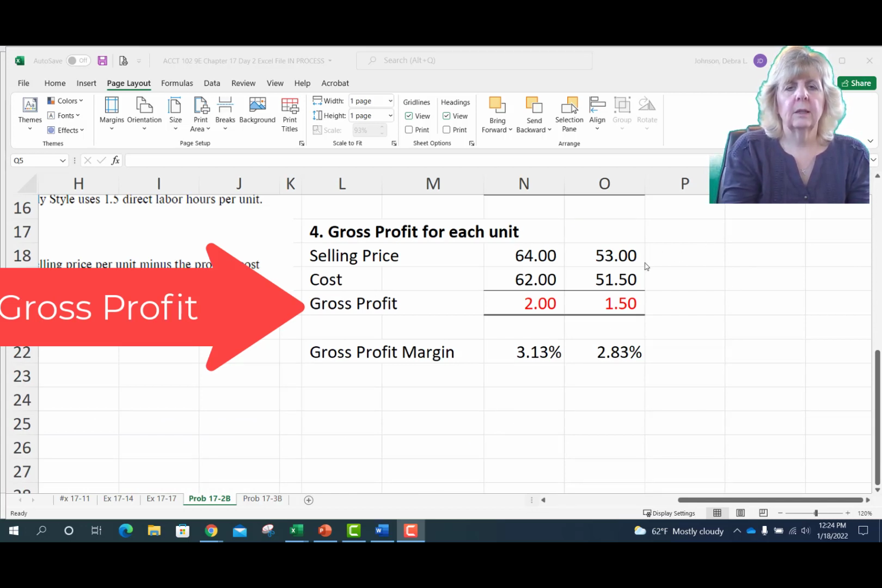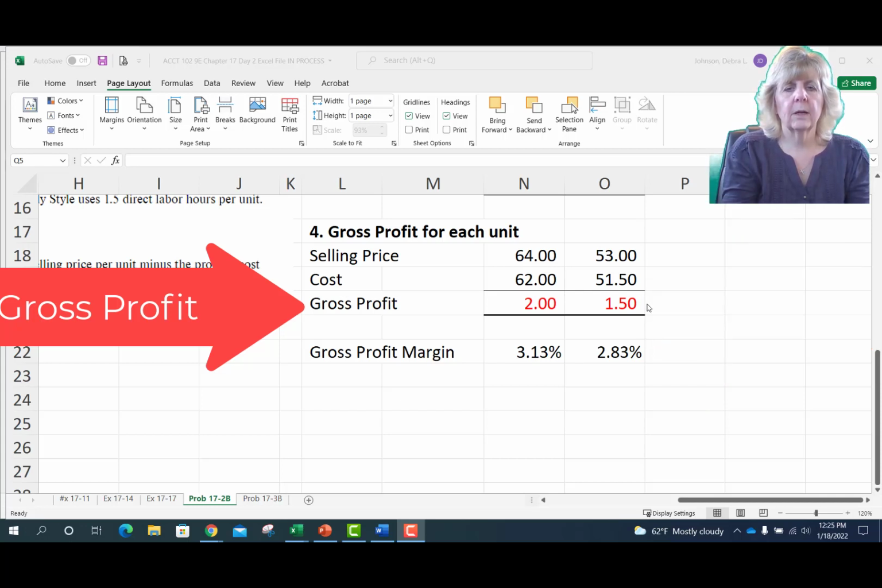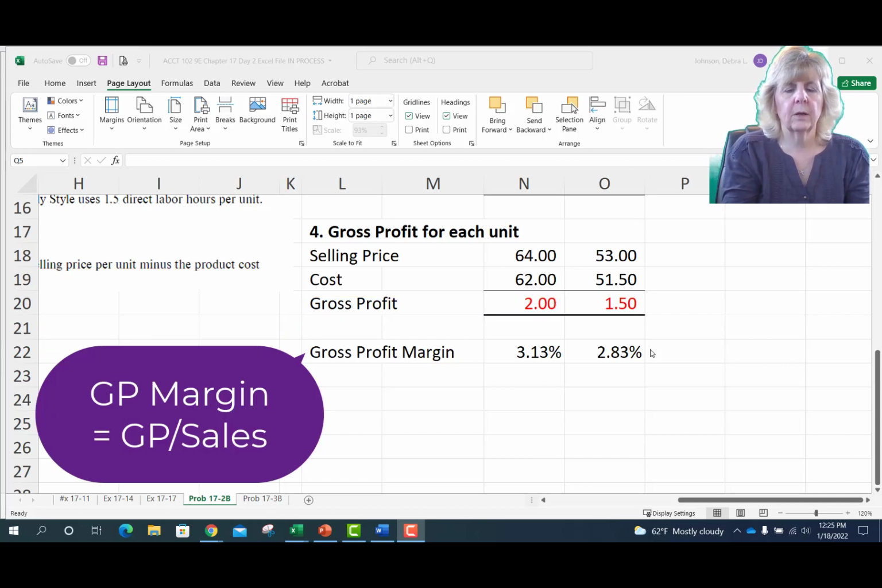We took the selling price provided by the author, compared it to the cost that we computed above in step number 3, and that gave us a gross profit amount per unit. And as I mentioned previously, always take that to the next level by turning that into a gross profit margin. That'll help us assess many different things throughout the semester.